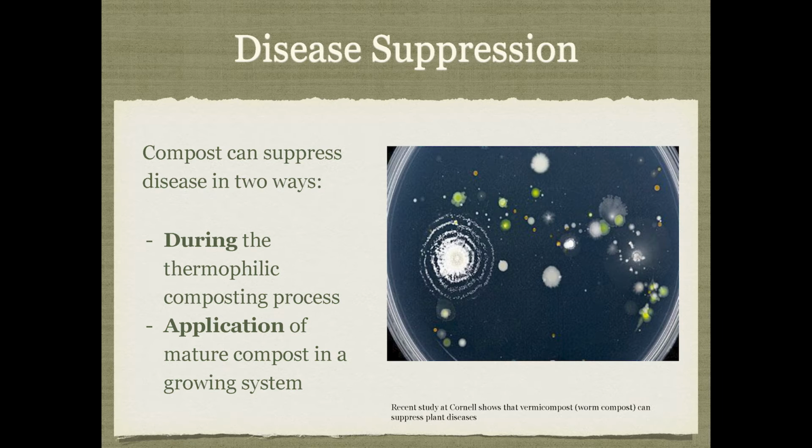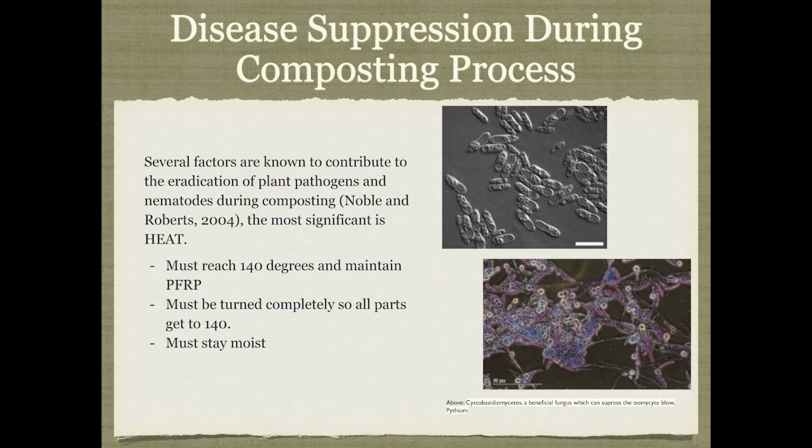Okay, so disease suppression. The main thing that we want to focus on today is the fact that compost can suppress disease in 2 key ways, and that's what we're going to talk about. So first, during the thermophilic composting process, and then second, during the application to a growing system. So we've talked a lot about this importance of heat in our compost pile. It's super important that all parts of the pile get that hot heat.